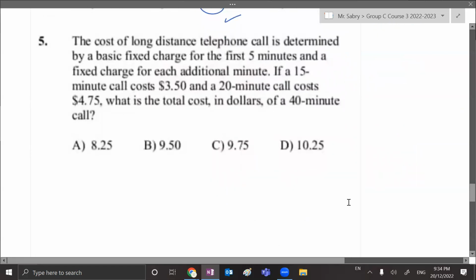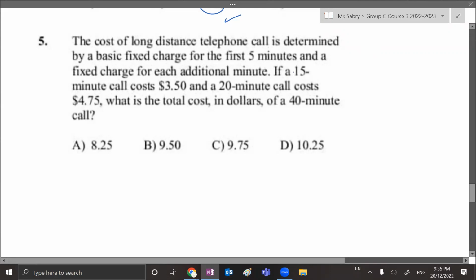It says here the cost of a long-distance telephone call is determined by a basic fixed charge for the first 5 minutes and a fixed charge for each additional minute. If a 15-minute call costs 3.5 and a 20-minute call costs 4.75, what is the total cost in dollars of a 40-minute call? Ooh. So this is actually linear, but yet it's not really a system of equations.